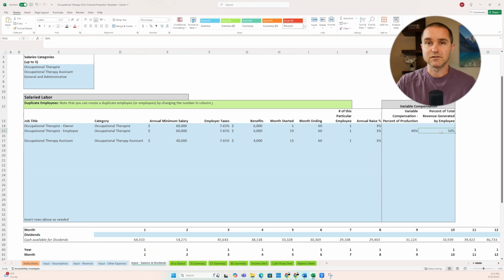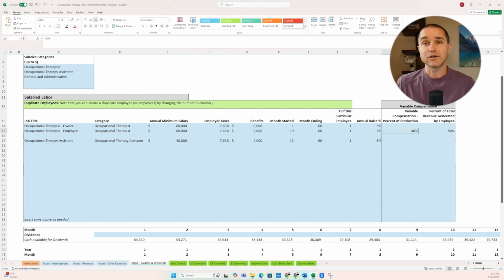So let's say it's you and this other therapist now. The practice has 2 therapists. Let's say you both do 50% of the billable work. So this therapist is now responsible for 50% of the billable work. And then this variable compensation is a percentage of production. So let's say you agreed when you hired this employee, you said, I'll guarantee you I'll pay you $60,000, but I'll pay you 40% of your production with a $60,000 guarantee.